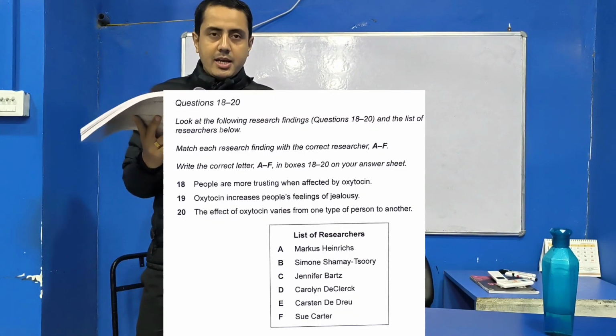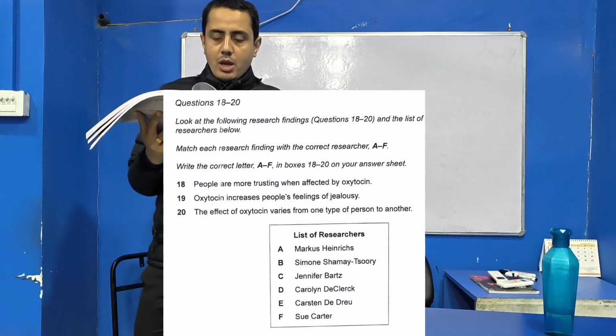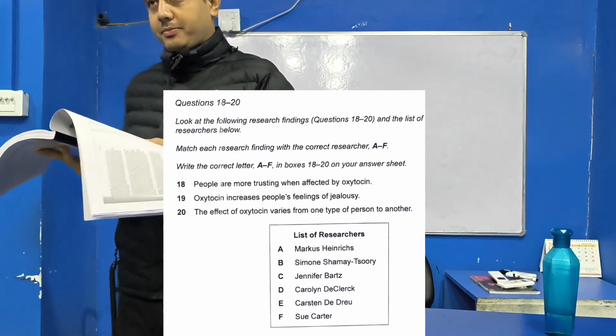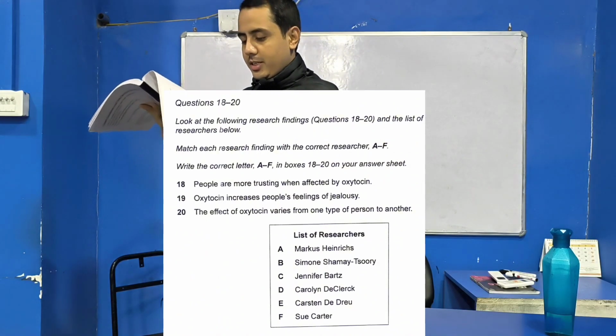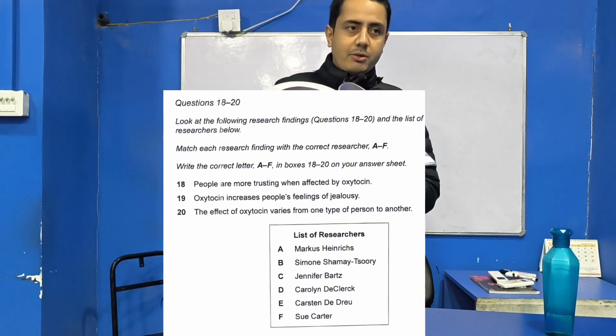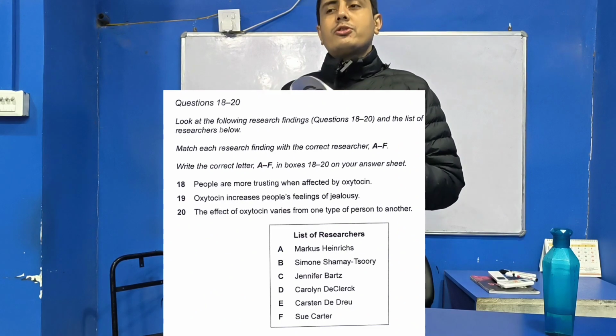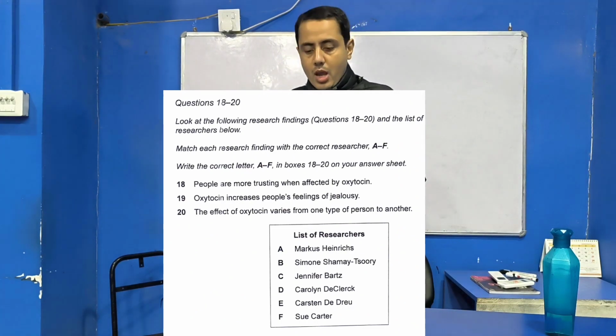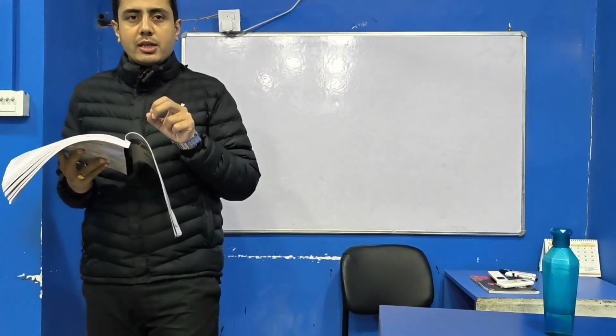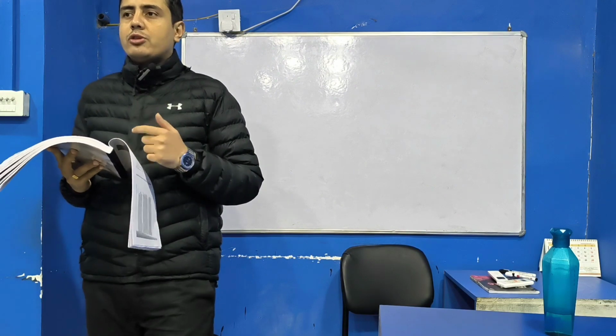Number 18. People are more trusting when affected by oxytocin. Look at IELTS 13, page 44, question number 18. People are more trusting means people trust more when affected by oxytocin. Always think what it means. Because if you just look at the words people, trusting, or affected, you might never find these words in the text. What you should understand is the meaning of it. What is the meaning when we say people are more trusting?